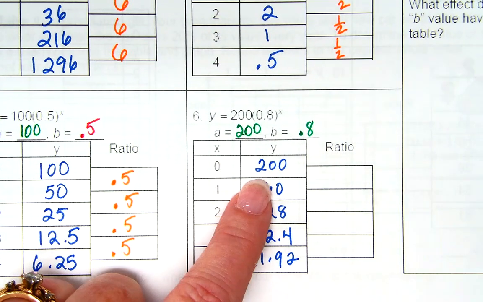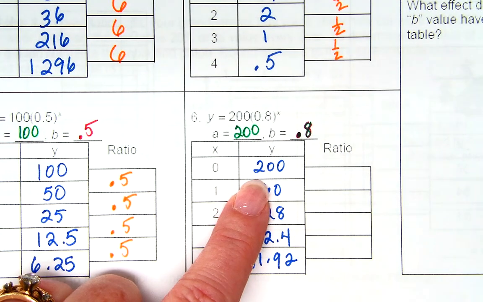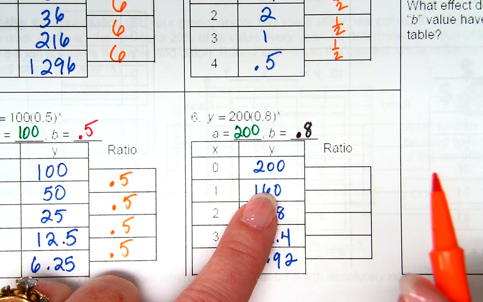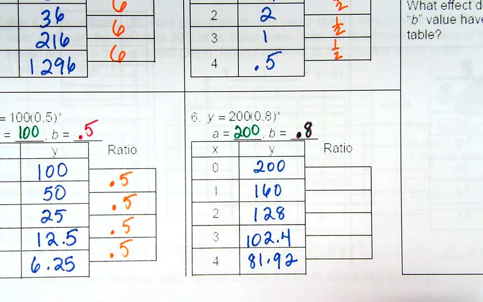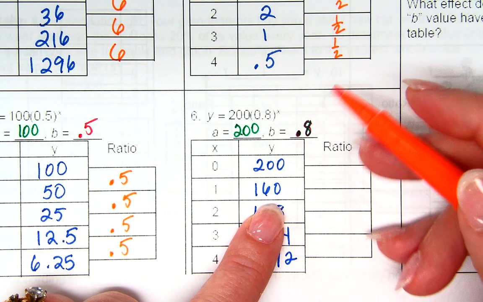0.8. Okay. Uh-oh, I used the wrong color. Dang it. 0.8. Why would we need to know what a and b are? Like, how are we using that? Can I tell you that in a second? Thank you. 160 divided by 200.